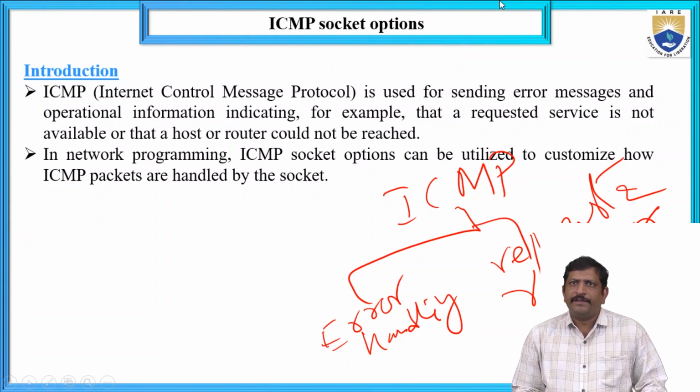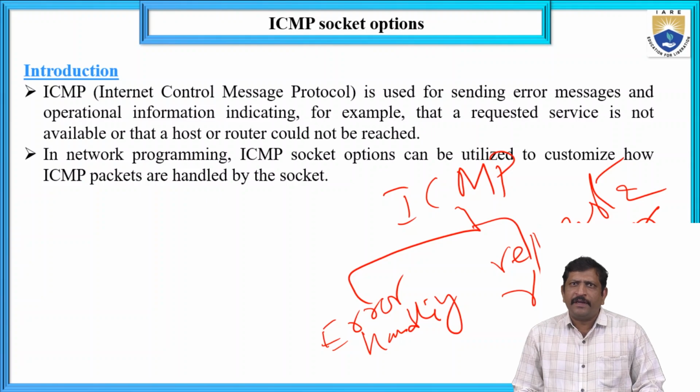Now we are using the ICMP protocol. This Internet Control Message Protocol is used for sending error messages and operational information, for example, indicating that a requested service is not available, or that a host or a router could not be reached. In network programming, ICMP socket options can be utilized to customize how ICMP packets are handled by the sockets.